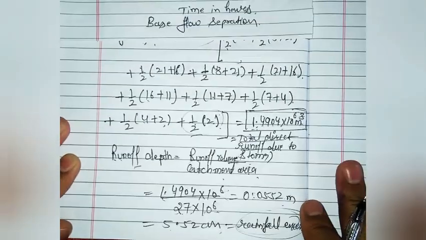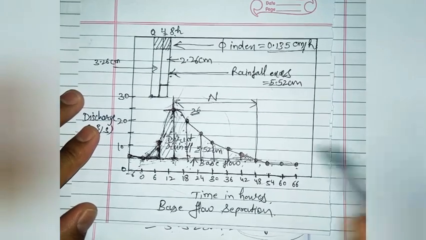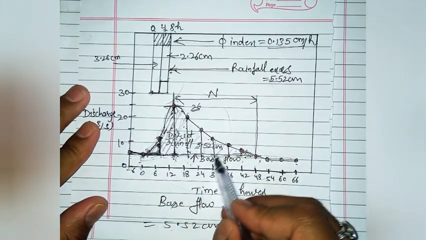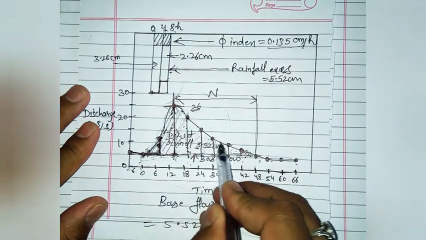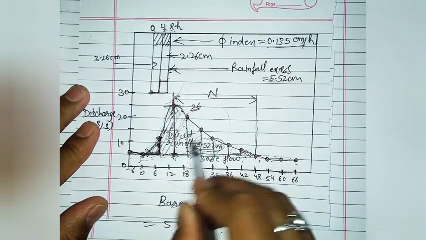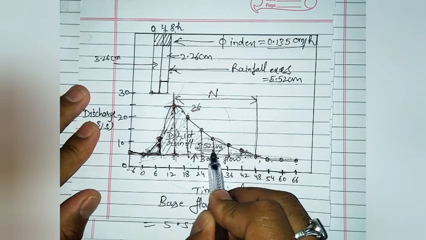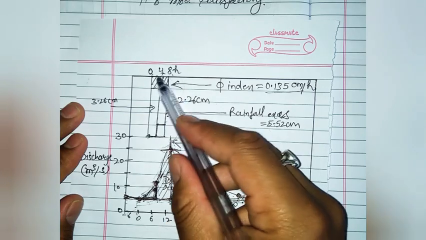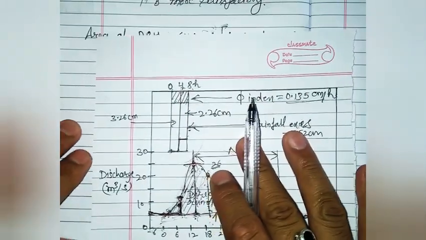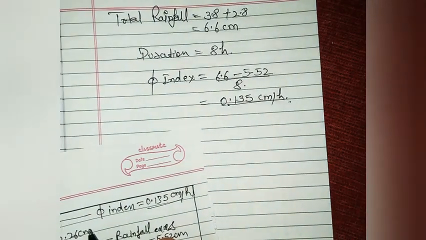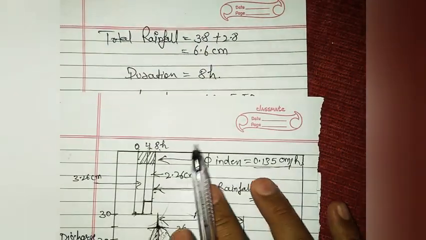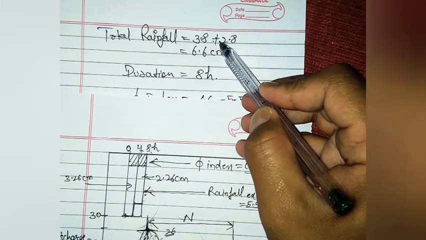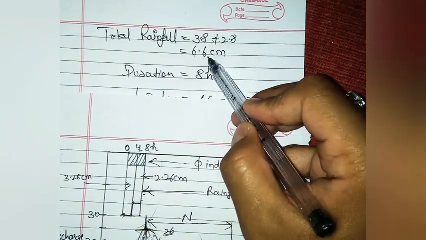Here, if I show you, we have calculated this direct runoff for 5.52 centimeter depth. That's why I have written it here. You can see we have plotted two storms here. Next, this is your total rainfall. We'll calculate the total rainfall: 3.8 plus 2.8 gives 6.6 centimeters.